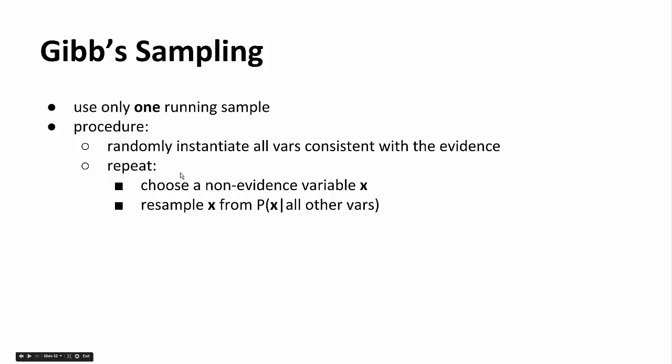Initially, we're going to randomly instantiate all our variables consistent with the evidence. So this is going to initialize our one running sample. And then in every iteration, we're going to choose some non-evidence variable x randomly, and we're going to resample x from the probability of x given all the other variables. Okay, so in every iteration, we only resample one variable, and that's going to give us our new sample. And then if we repeat this forever, we're guaranteed that we'll converge to the correct distribution.